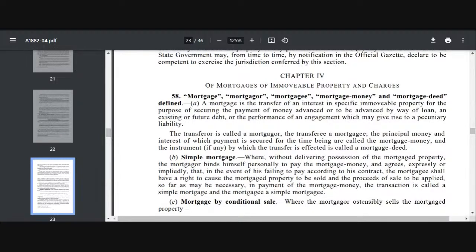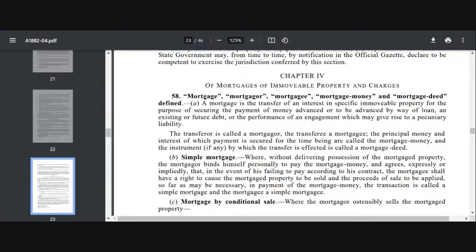So if I have to secure payment of money, and for that purpose I am mortgaging, if I am pledging some property, to secure the debt or to secure a loan, it's a mortgage. The transferor here is called the mortgagor. The transferee here is the mortgagee, and the principal money and interest that is secured is the mortgage money.